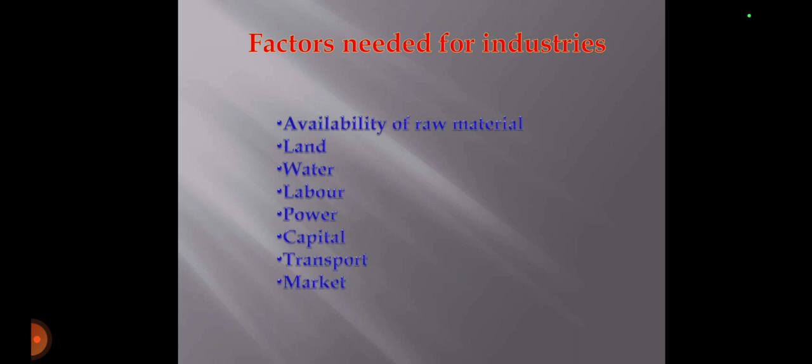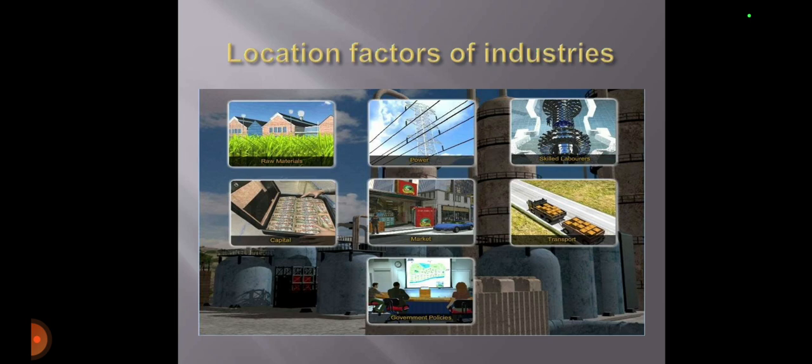And factors needed for industries. There are important factors, for example availability of raw materials, land, water and labor, power, capital, transport, market, etc. Now location factor of industry, see the picture, where an industrial region emerges when a number of industries locate close to each other and share the benefit of their closeness.